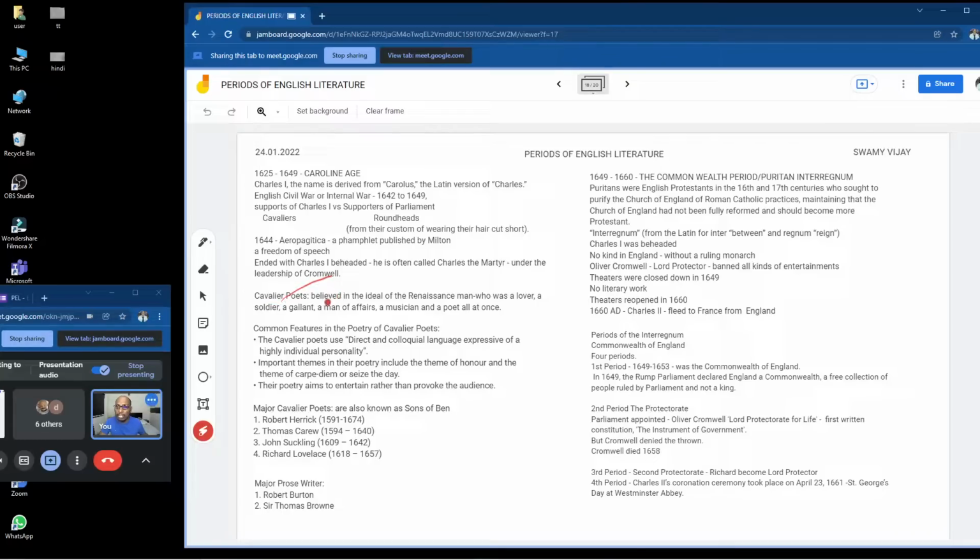These were the poets who believed in the ideals of the Renaissance man, who was a lover, a soldier, a gallant, a man of affairs, musician, and a poet all at once. But Oliver Cromwell is a Puritan.